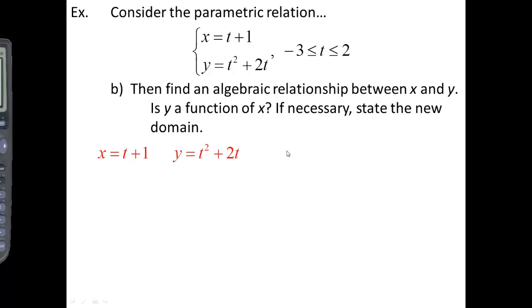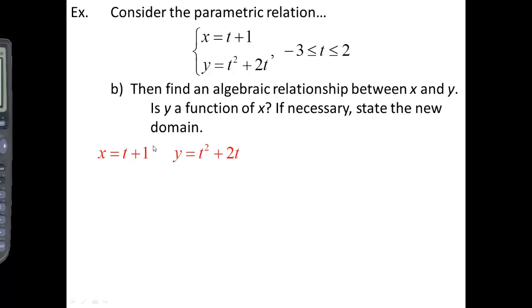And to eliminate the parameter, we just need to remember a little bit of algebra. When you were solving systems of equations, I have two equations here. I have an unknown in common, the t value, so it's just a matter of solving for t in one of these equations and substituting into the other one. It doesn't matter which one you solve for t, but of course, just pick the easier one and plug it into the more complex one.